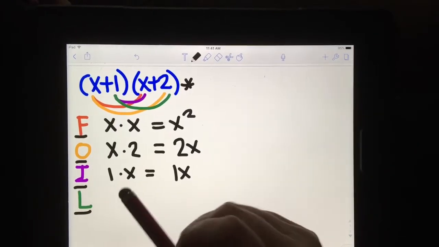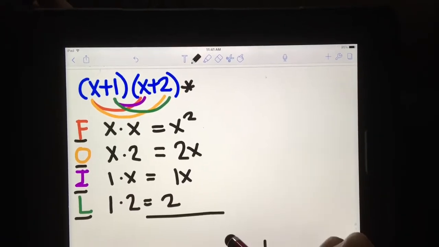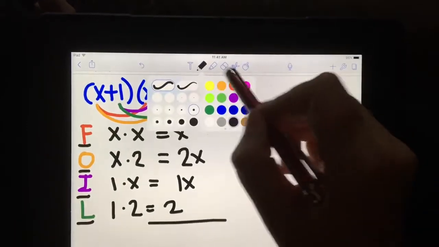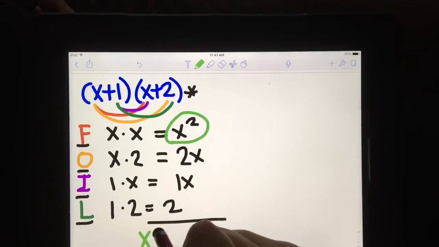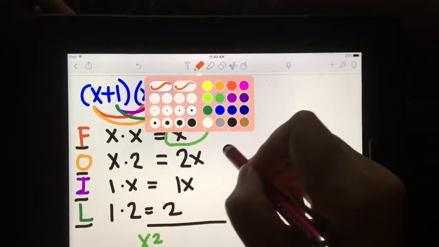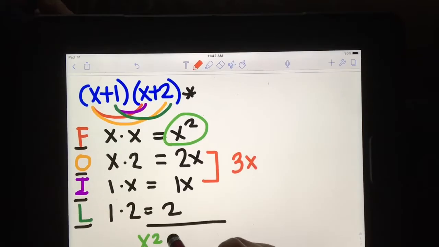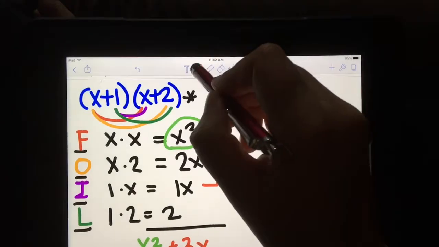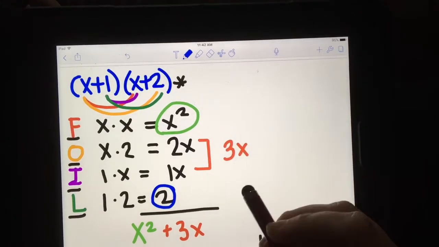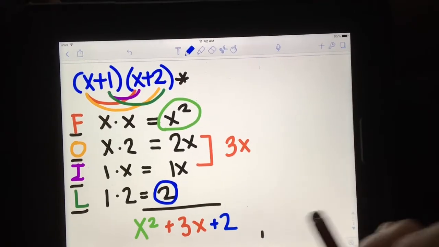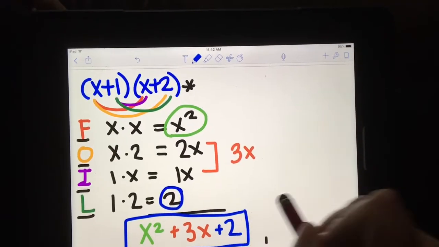L, the green, is for last. 1 times 2 is 2. And now I need to combine like terms. I only have one of these x squareds, so I can't combine it with anything else. Here I have 2x and 1x, and when I combine those together, I get 3x. Then my constant, my 2, is all by itself. I don't have any other constants I can combine it with, and so I have just plain old 2. And this is my multiplied out answer.